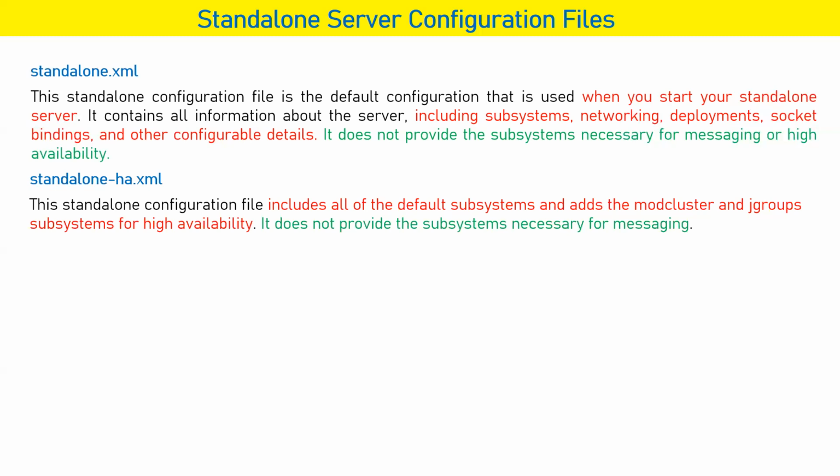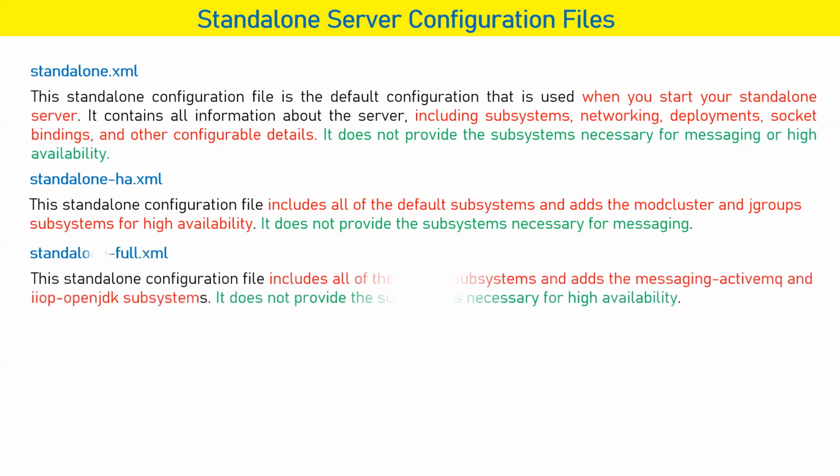So another file is standalone-ha.xml. As the name specifies, it has some high availability functionalities enabled in this XML file. Okay, so that means it includes all of the default subsystems and adds the mod_cluster and JGroups subsystems for high availability. So mod_cluster and JGroups are used when you go for the integration of your web server with the application server. So if you wanted to integrate your web server with your standalone JBoss instance, then you have to start your JBoss instance with the help of the standalone-ha.xml file. I will show in the next slide how you can start using that particular XML file.